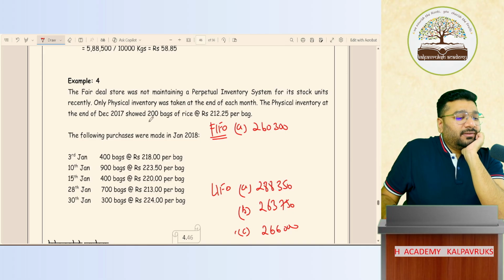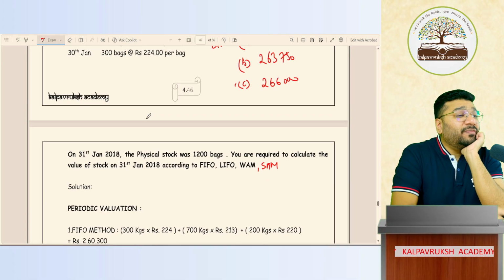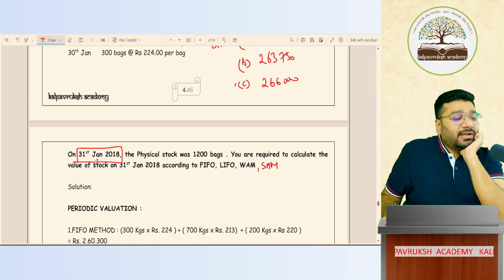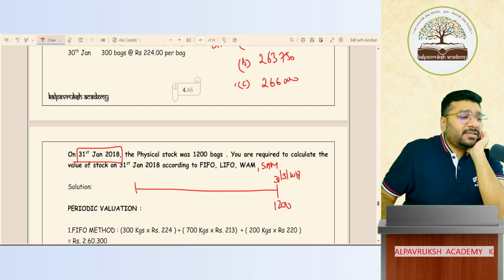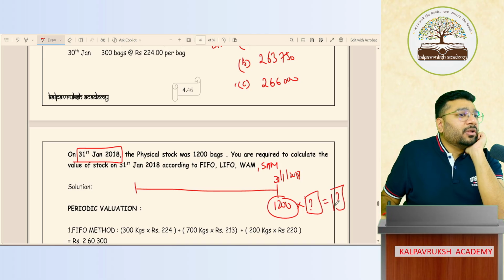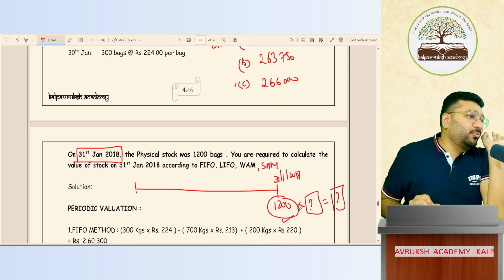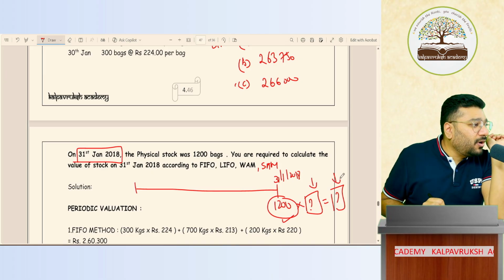Guys, we are supposed to calculate the inventory value as on which date? 31st Jan 2018. Or the quantity is how much? 1,200. Yes or no? 31st Jan, not March, Jan. This quantity I have to multiply by its rate in such a way that I get the value. So periodic inventory system has given the quantity to you. Now, FIFO, LIFO, WAM, SAM will help you to decide the rate and the cost. Got it, not got it?